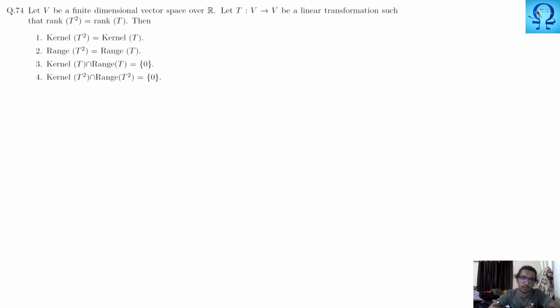Moving to the next question. Here V is given to be a finite dimensional vector space, and T is a linear transformation defined from V to V, such that rank of T square is equal to rank of T. This is the basic idea that we have. Now, if you have two linear transformations, then you have the result that rank of AB is the same as rank of A minus dimension of kernel of A intersection range of B.